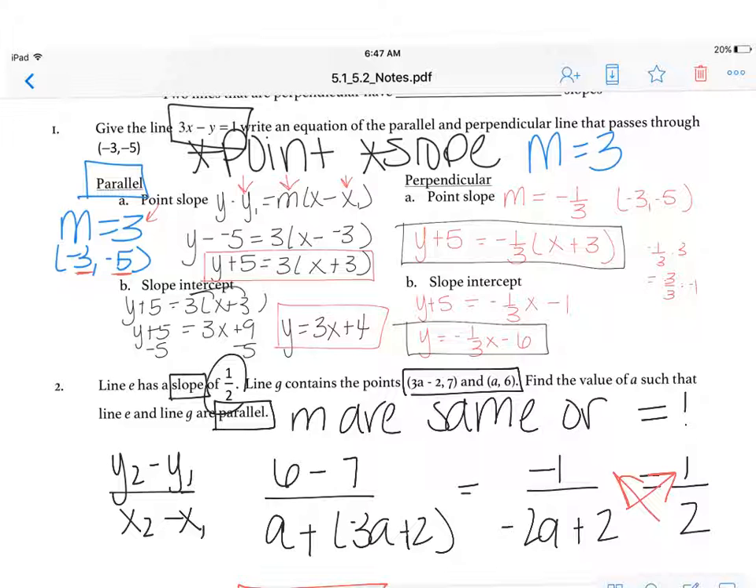So what I'd like you to do now is go and try in your practice packet. It's labeled 2.3 practice packet in Schoology, and I'd like you to try numbers 1 through 6.